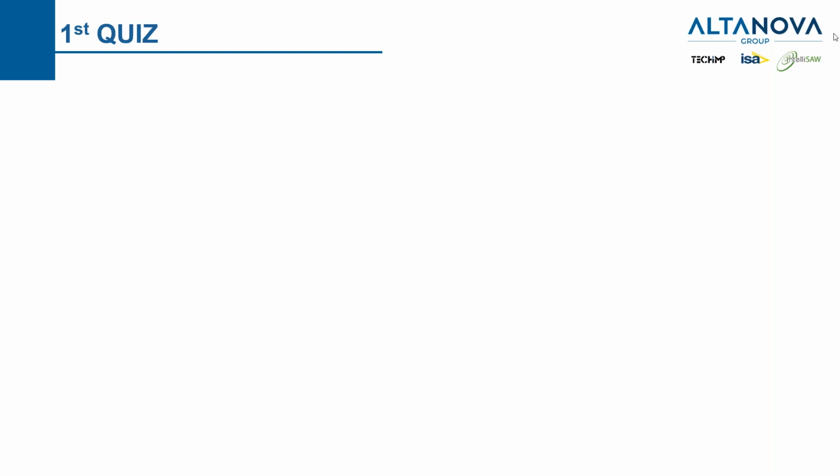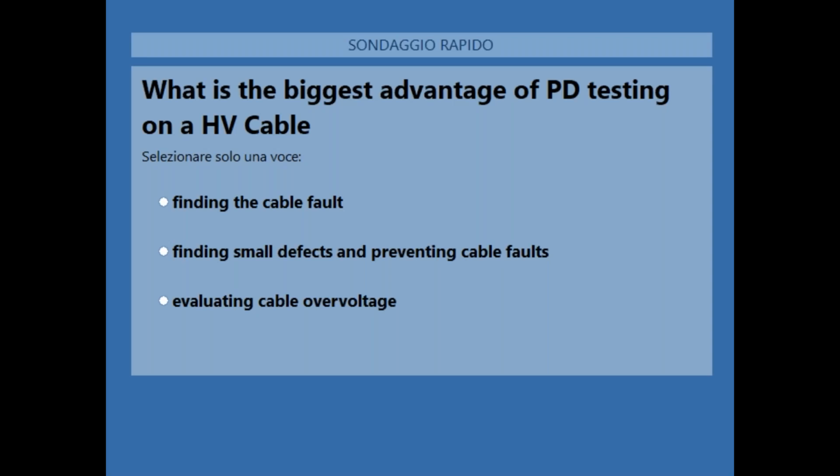Okay, this was very informative. Thank you, Lorenzo, for this. I hope you managed to understand most of the things which Lorenzo said. So just to give some time for the knowledge to sink in, I would like to ask you a question. What is the biggest advantage of PD testing on a high voltage cable? Is it A, finding the cable fault, or is it B, finding small defects and preventing cable faults, or C, evaluating cable over voltage? So feel free to punch in your answer.